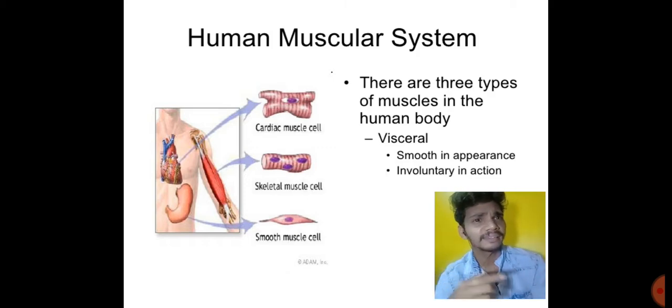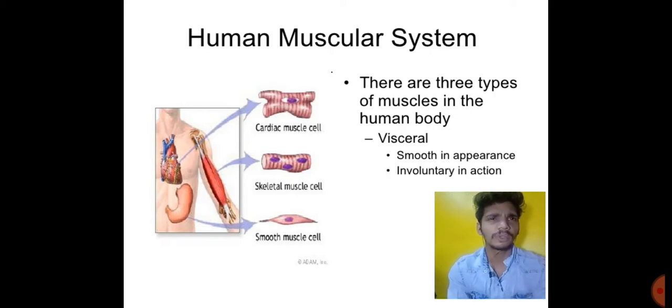We'll talk about the cardiac muscle first. There has to be relaxation and contraction, which is found in the heart. Then the skeletal muscle is definitely found attached to the bones. When you talk about smooth muscle, the diagram indicates that it's found in the stomach. It's all over the body actually. So let's talk about the visceral, smooth in appearance and involuntary in action.